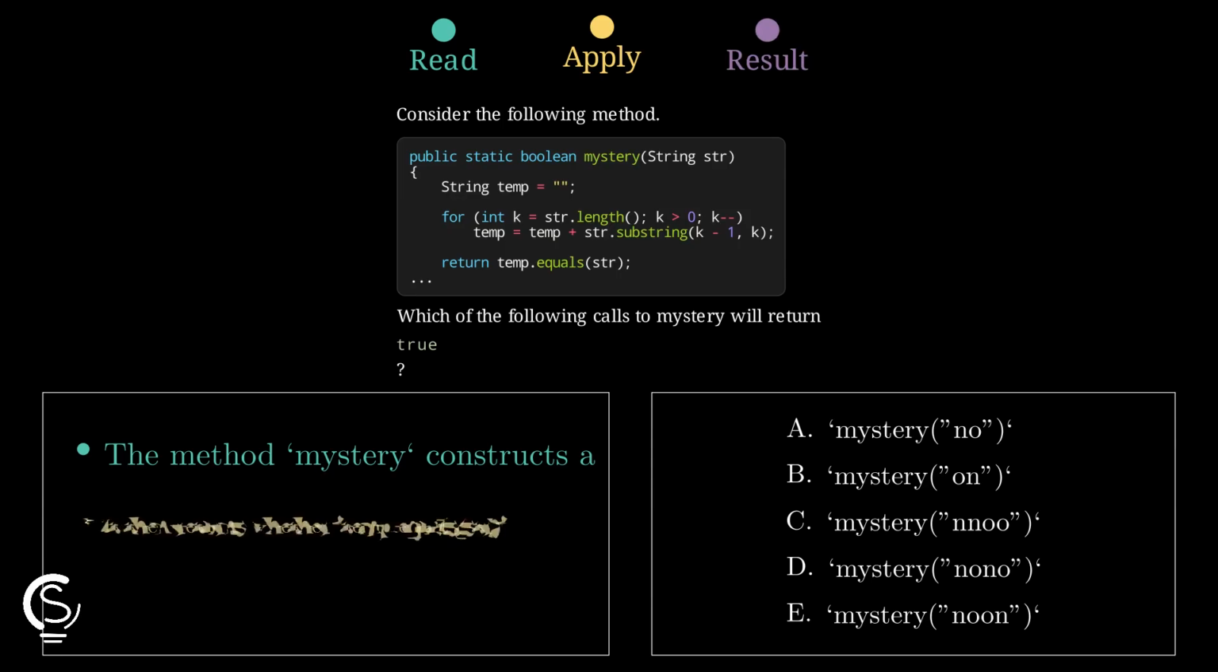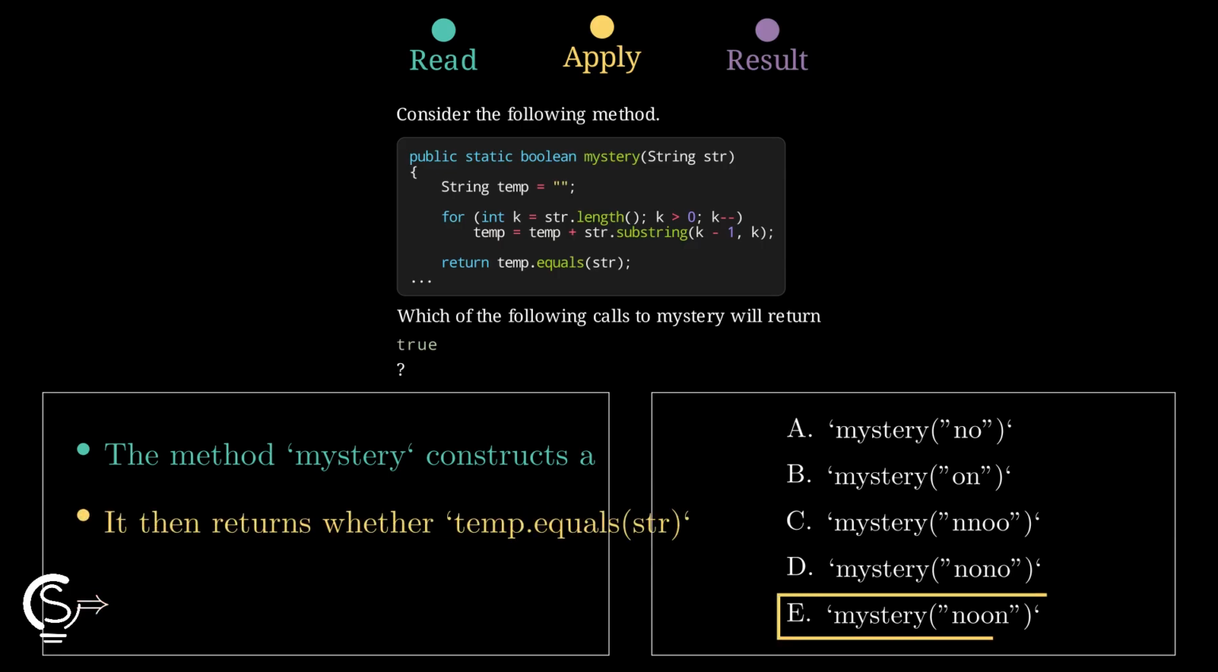Finally, we check for a palindrome. Since noon is the only word that stays the same when reversed, option E is our winner.